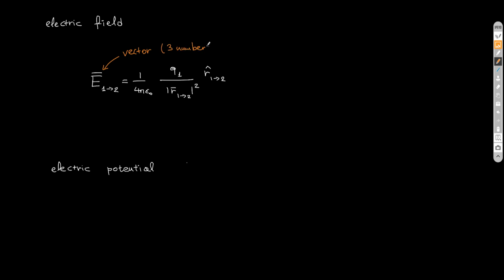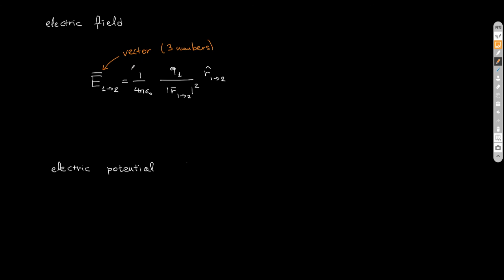One example for those three numbers could be the x, y, z coordinates if you're using the Cartesian coordinate system. So to describe the electric field vector, we always need three numbers to have its full description.